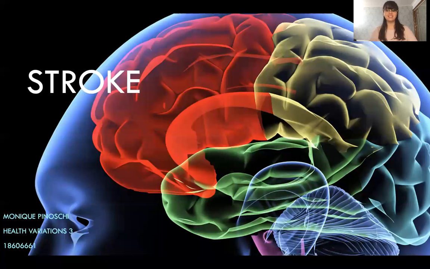Stroke is Australia's third biggest killer. It kills more women than breast cancer and more men than prostate cancer.